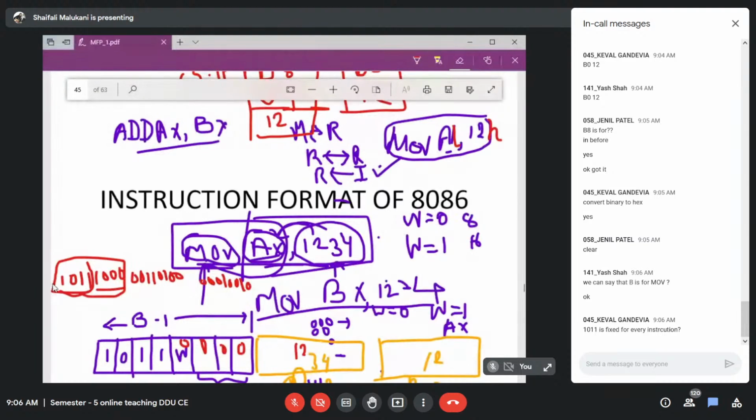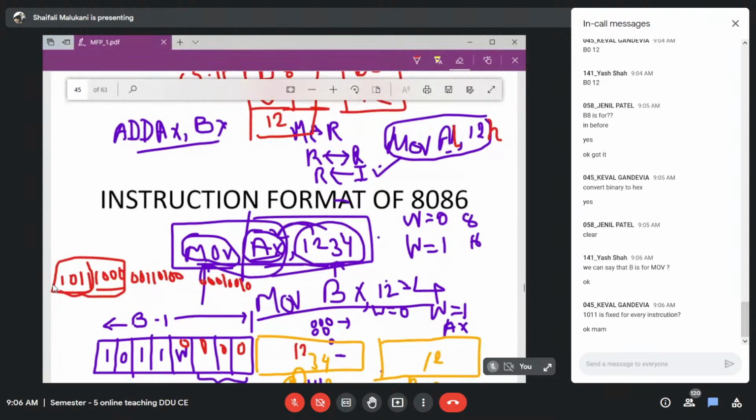Is B only for move? No, no. See, 1011 is fixed for move, and that too only for immediate to register transfer. Just based on B you cannot take a decision. B can be used for other instructions as well, so it is not fixed for every instruction; that varies from instruction to instruction. For move, the next case will be register to register transfer or memory to register transfer, and in that case B will not come. So it is not fixed even for move.